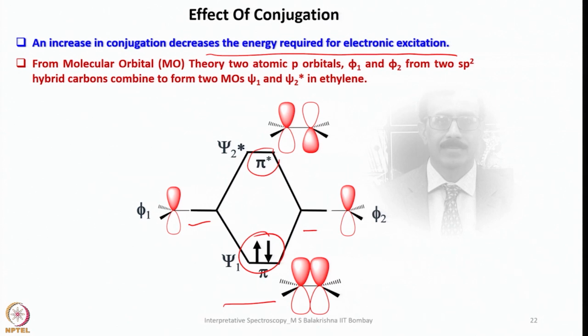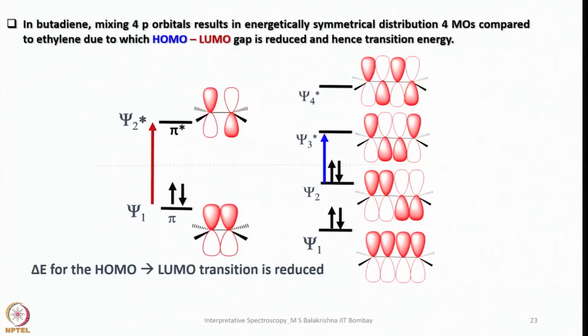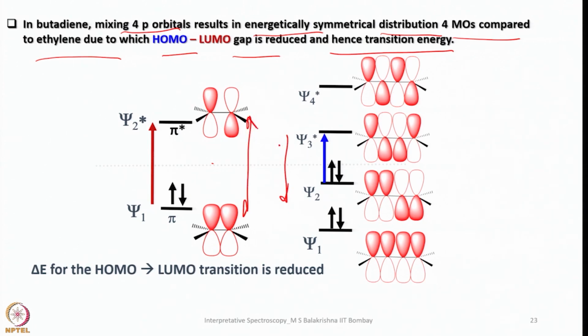So here you can see this is simple ethylene, but if you compare this one to butadiene, here mixing of 4 p orbitals results in energetically symmetrical distribution of 4 MOs compared to ethylene, due to which the HOMO-LUMO gap is reduced and hence transition energy goes to longer wavelength. So you can compare here, this is for typical ethylene and this is for butadiene. The gap is considerably lower here compared to what we see in case of ethylene. So that means delta E, or energy required for HOMO-LUMO transition, is reduced here.